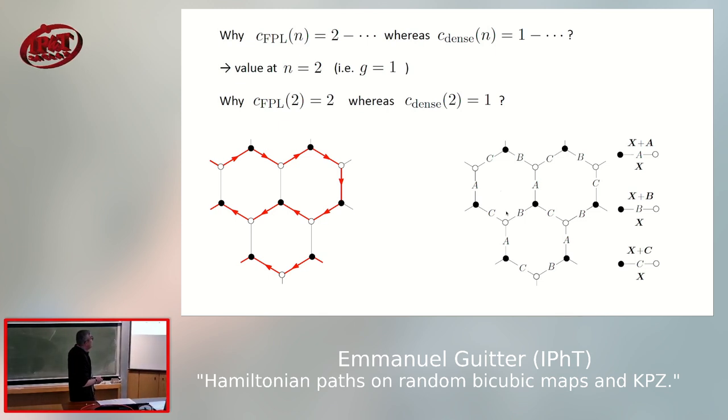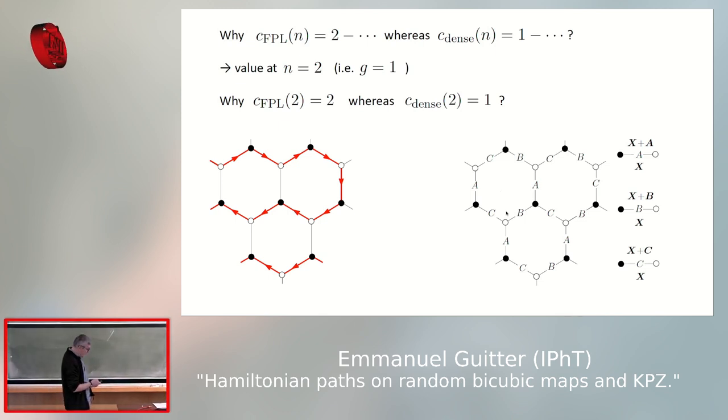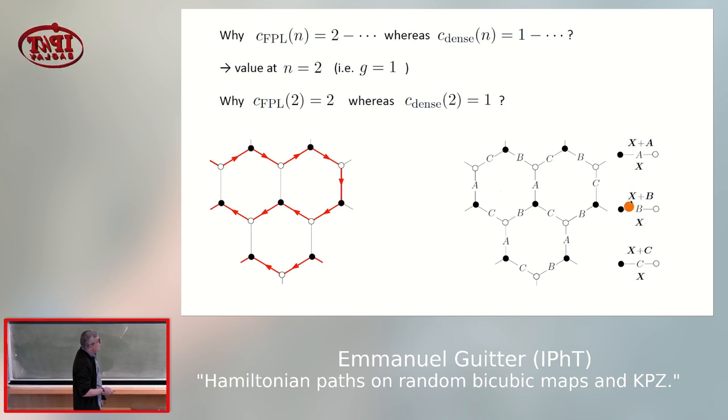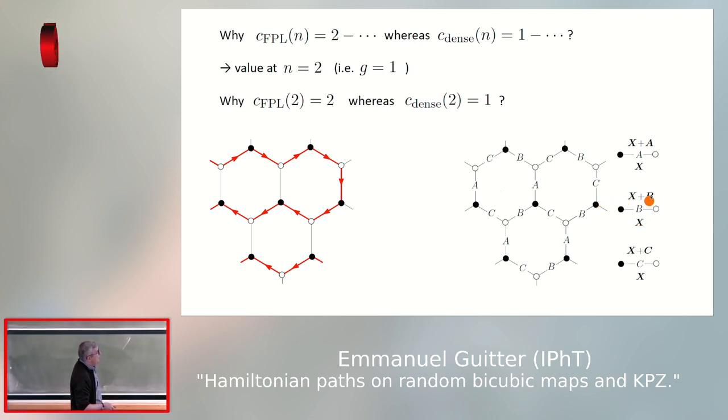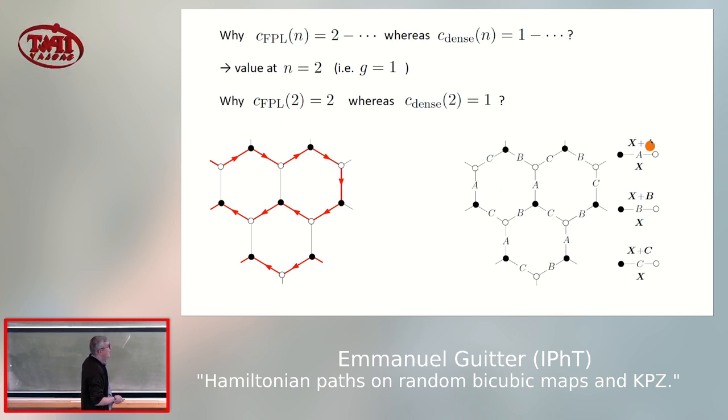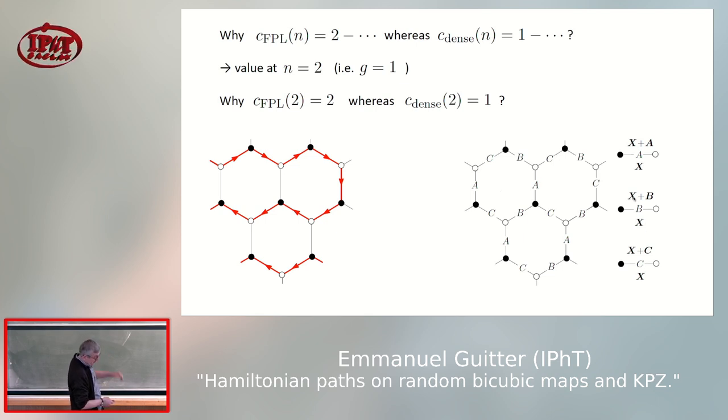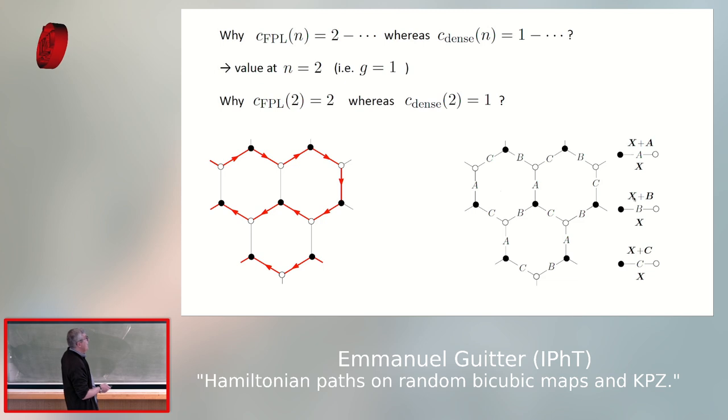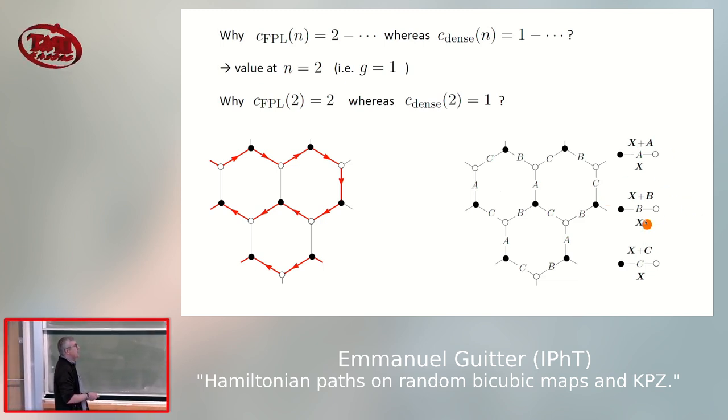Okay, and then what you want to do is represent these configurations by a height variable, which I call X. So X is a height variable that changes by C, B, or A, depending on which edge you cross. It is important that the vertices are bicolored. So you go, for instance, from X to X plus B if you go across a B edge with the left point being black. Because if you go in the other direction, you have to subtract B if you have a white vertex on your left. So it's important here to have the bicoloring to be able to distinguish going up and going down.